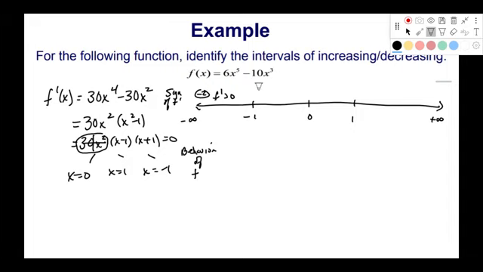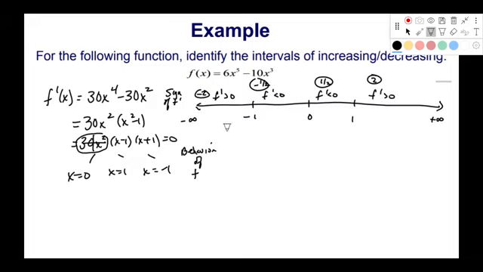Between negative 1 and 0, pick like negative 1/2. We're going to have a negative in this term, a positive there. So f prime is going to be negative. I'm going to pick 1/2. That's going to be a negative there and a positive there. So that's also going to be a negative. Okay. And then at 1 to infinity, I'll pick 2. So that's positive, that's positive, that's positive.